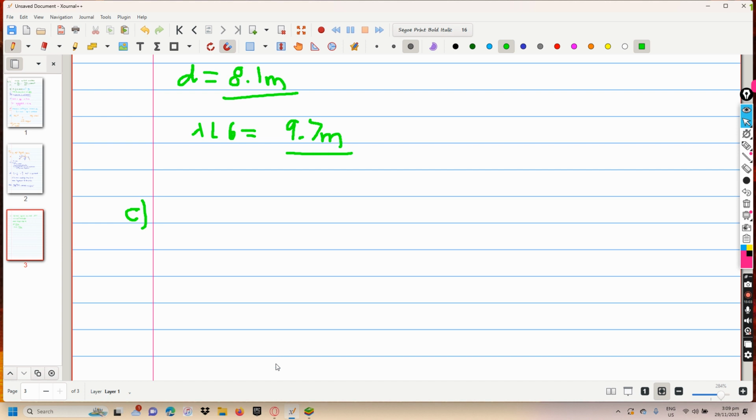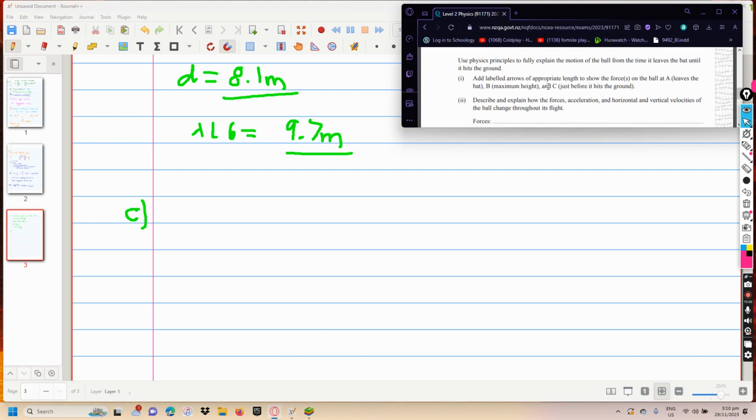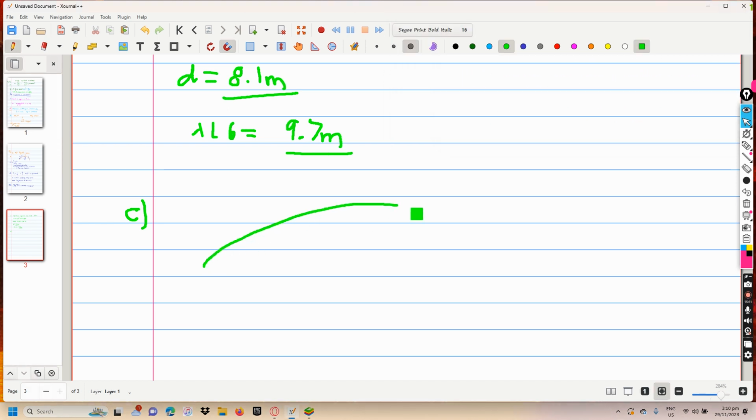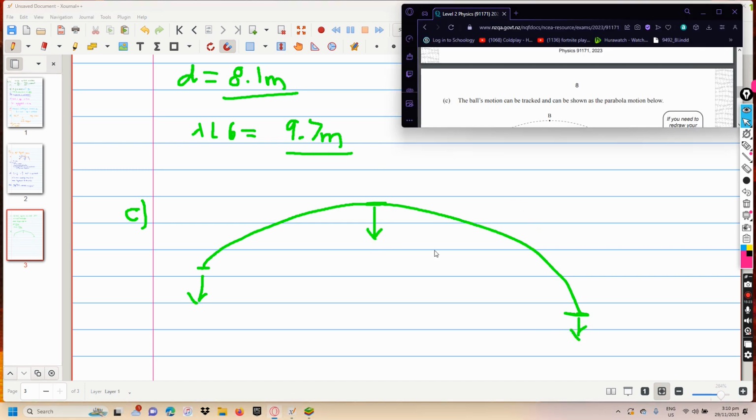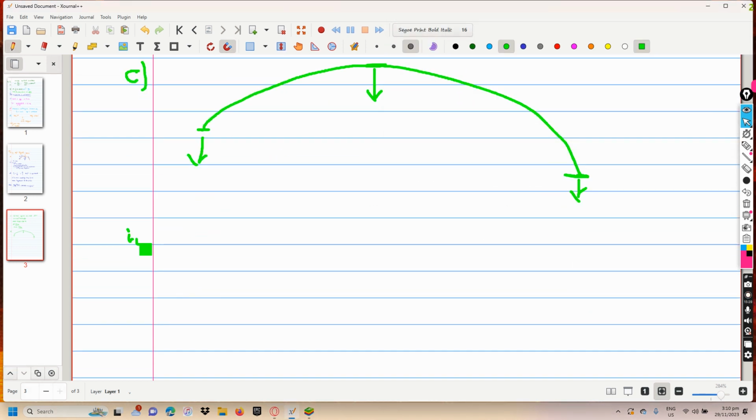Velocity, the ball's motion can be tracked. Okay, so the force is acting on the ball. So you got this point here, and this point here. The force acting on the ball is just gravity downwards. That's the force acting on the ball. Okay, so when it says describe and explain, the force is constant due to gravity.